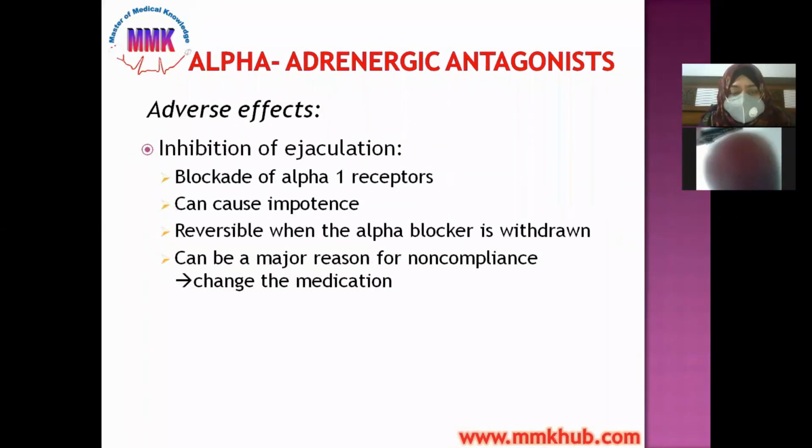And then another side effect is inhibition of ejaculation, because when the alpha-1 receptors are blocked, they can cause impotence, which is reversible. This impotence is not permanent for life. Obviously, it's reversible because when the alpha blocker is withdrawn, you can again become sexually active. And it can be a major reason for non-compliance, and most of the patients change the medication, right?